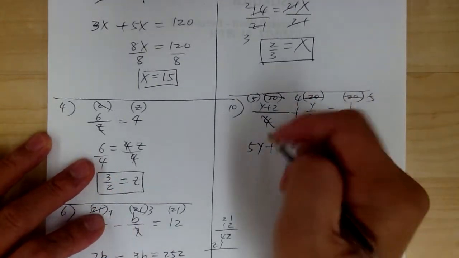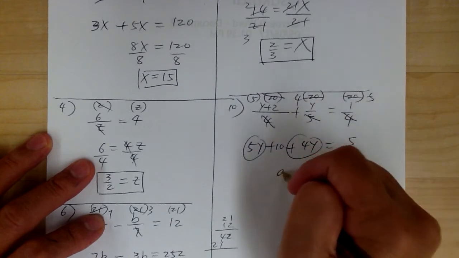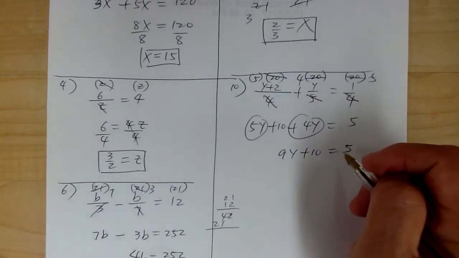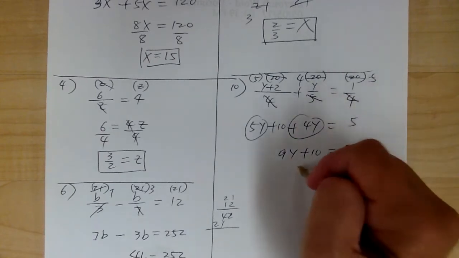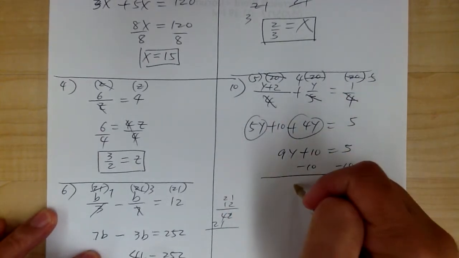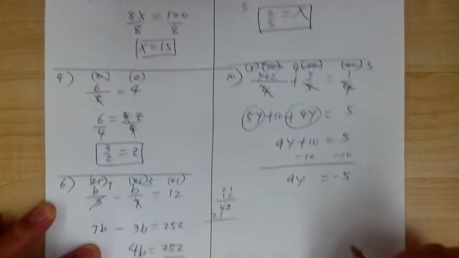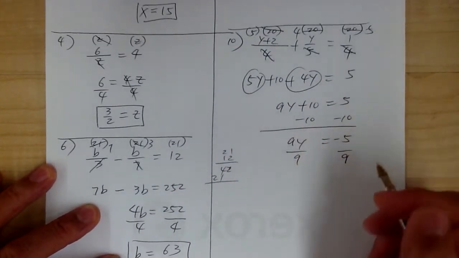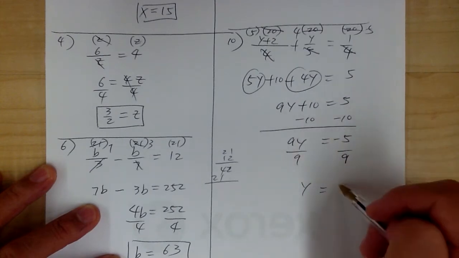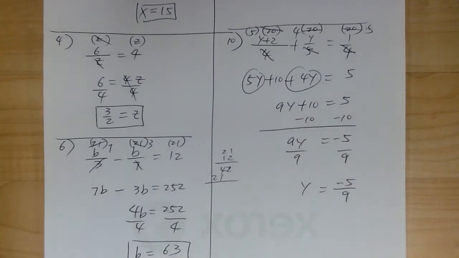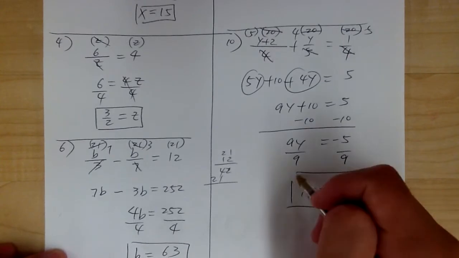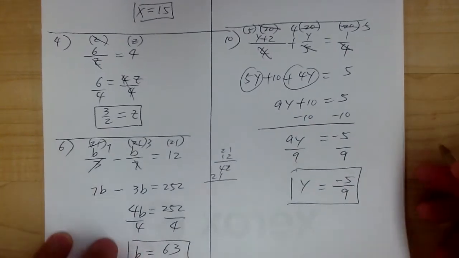Okay, let's go and combine the like terms. So I get 9y plus 10 equal to 5. Okay, go ahead and subtract 10 on each side. So I get 9y equal to negative 5. Divide by 9. So I get y equal to negative 5 over 9. Okay. And that's it. Okay, so let's go to number 12.